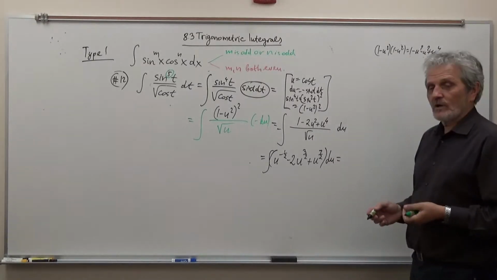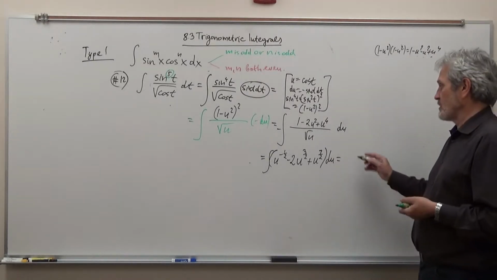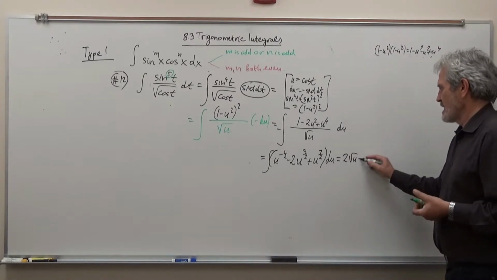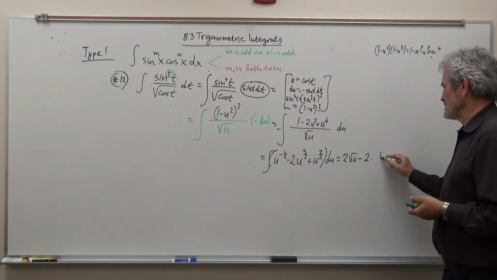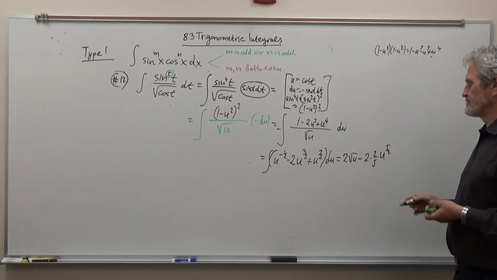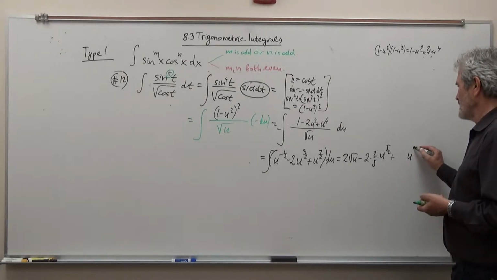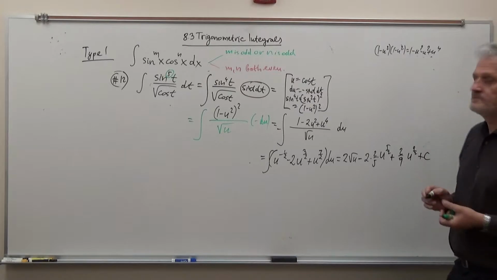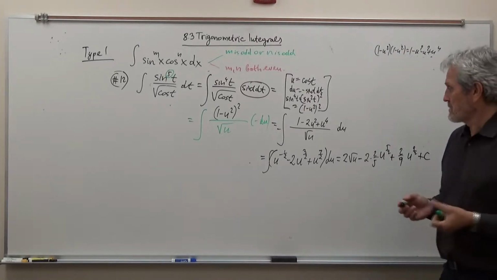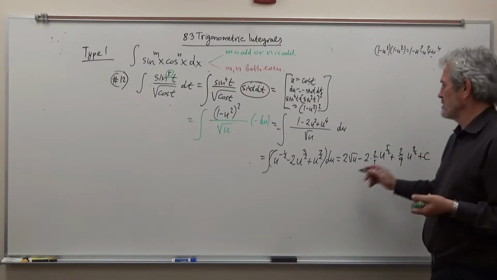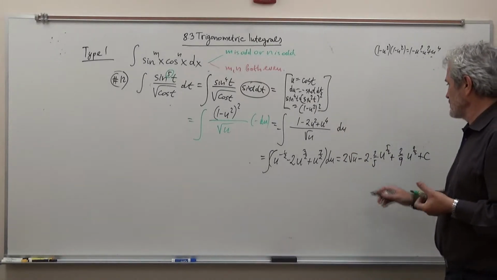Integral of u to the negative 1/2 will be u to the 1/2 over 1/2, which is 2 square roots of u, minus 2 times u to the 5/2 over 5/2, which is 2/5, plus u to the 9/2 over 9/2, which is 2/9, plus c. That's it. Then it might be nicer here, it's up to you. Of course, we have to substitute cosine back.